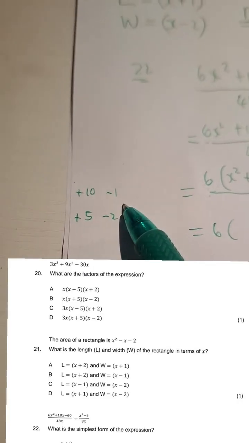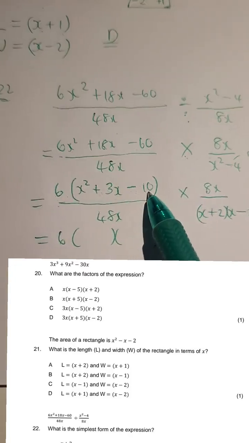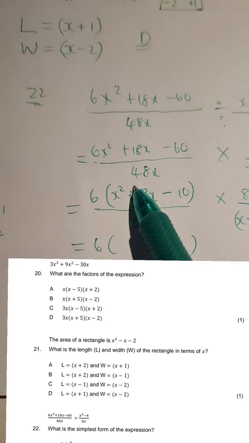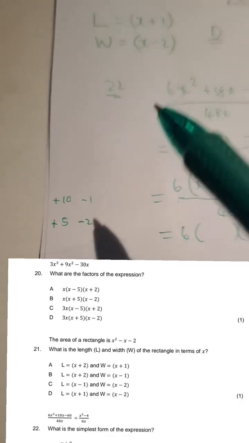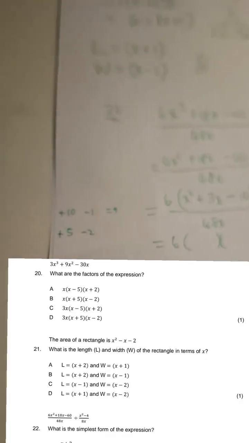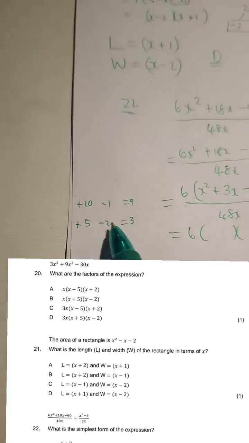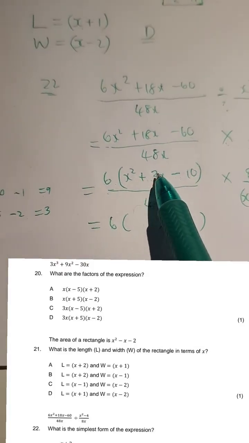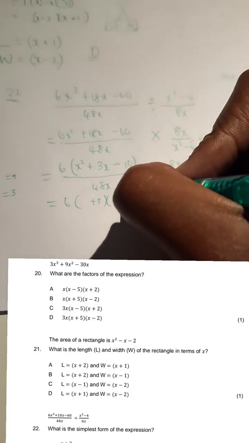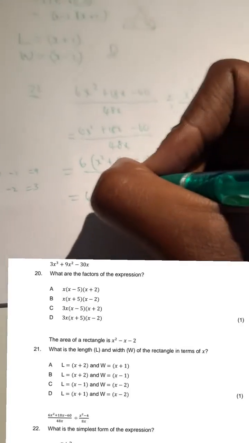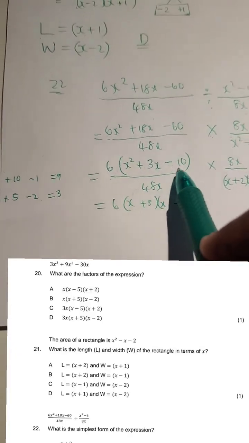So if we multiply 10 and negative 1, we do get negative 10. If we multiply 5 and negative 2, we get negative 10. But in order to get this middle coefficient, which is positive 3, we need to add. What's 10 minus 1? This gives us 9. It's not working. What's 5 minus 2? This gives us 3. So when we add these two, we do get the coefficient of the middle term. So which one works? Plus 5 minus 2. Then we have x and x. This is how we factorize x squared plus 3x minus 10.